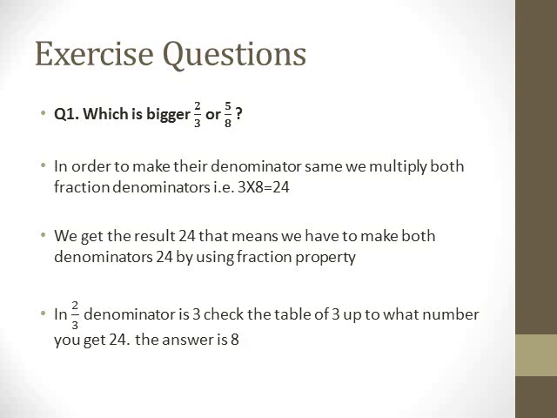That means we have to make both denominators 24 by using the fraction property. How will you use the fraction property? In 2 over 3, the denominator is 3. Check the 3 table. How many times do you need to read the table of 3 to get 24? 3 1 3, 3 2 6, 3 3 9, 3 4 12, 3 5 15, 3 6 18, 3 7 21, and 3 8 24. So the answer is 8. This means you need to multiply 3 by 8 in order to get 24.